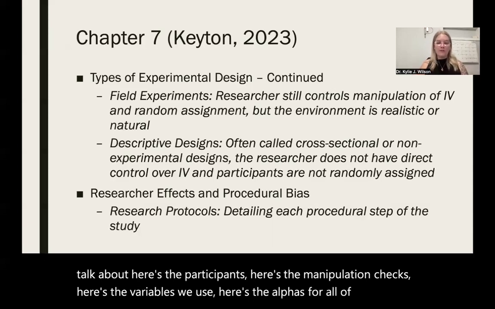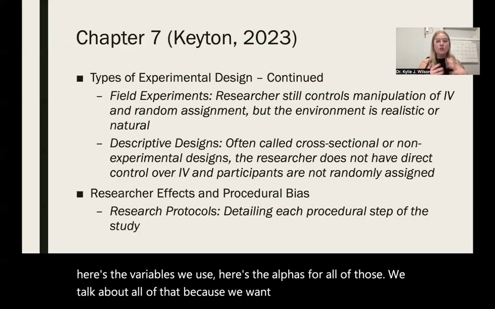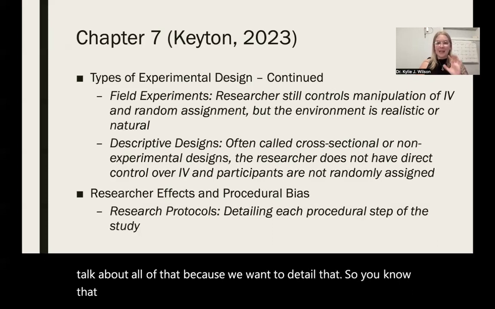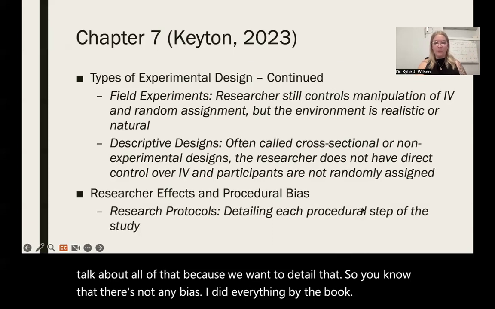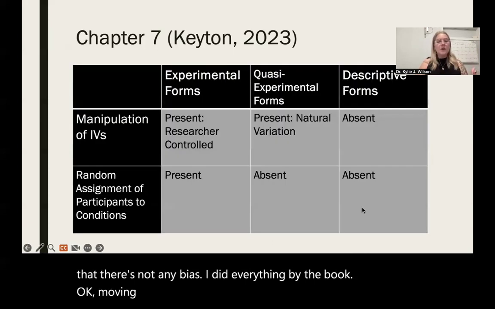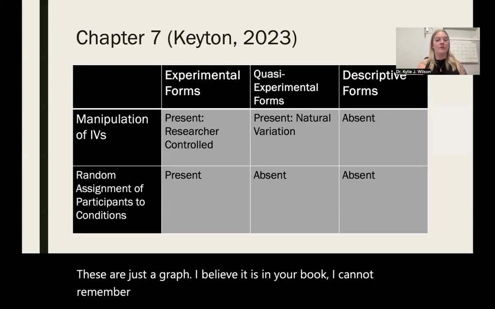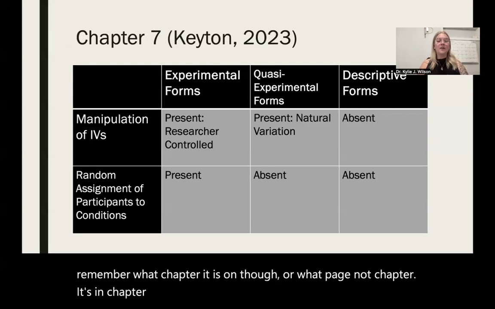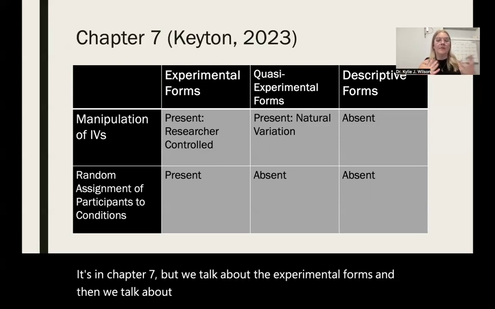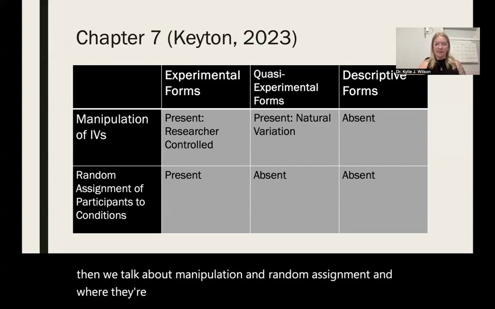We talk about all of that because we want to detail that so you know that there's not any bias. I did everything by the book. Okay. Moving forward, these are just a graph. I believe it is in your book. I cannot remember what page, it's in chapter 7. But we talk about the experimental forms, and then we talk about manipulation and random assignment and where they're present and where they're absent.